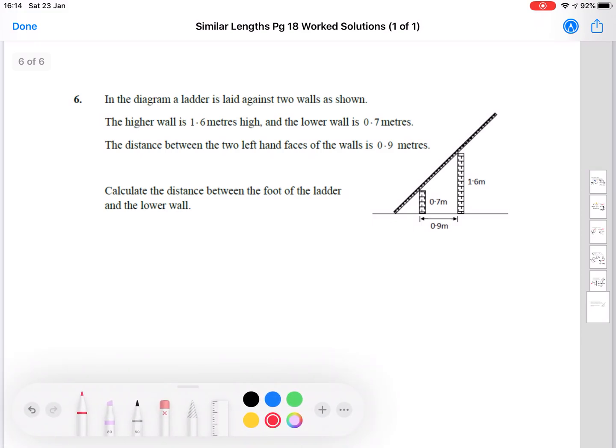So if we mark that on our picture, that's the wee bit there we're being asked for, in red, that I've drawn there. The foot of the ladder to the lower wall. So that's what we're being asked for there. So let's call that X to start with.